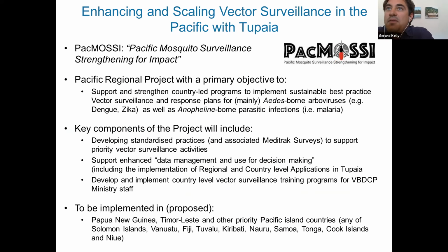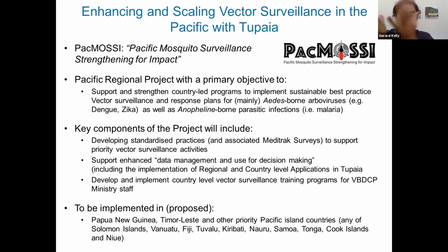Pacmozy is another project, and this is the one I'm mostly focusing on at the moment, which is the Pacific Mosquito Surveillance Strengthening for Impact project. This is a regional project that has just started, and it's still in the planning phases effectively. It's been a little bit slow given some of the delays we've had with COVID, but it's a Pacific-wide regional project with a primary objective to support and strengthen country-led programs to implement best practice vector surveillance and response, mainly for Aedes-borne arboviruses, so that's dengue and Zika, but we're talking about malaria as well, where relevant.